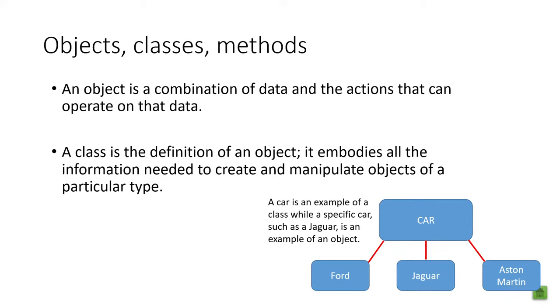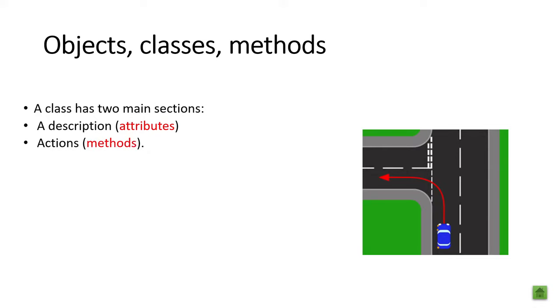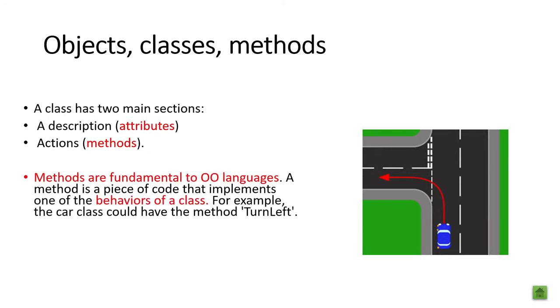So in class, car is the superclass, the parent class, and the Ford, Jaguar, and Aston Martin you see on the screen there are all subclasses. All right. So a class has two main sections, attributes and methods. And methods are fundamental. A method is a piece of code that implements one behavior of a class, like turning left in a Tesla, for example.